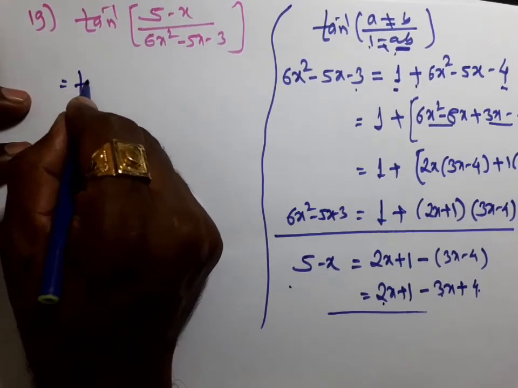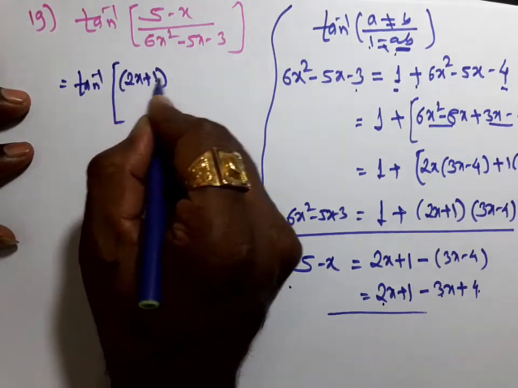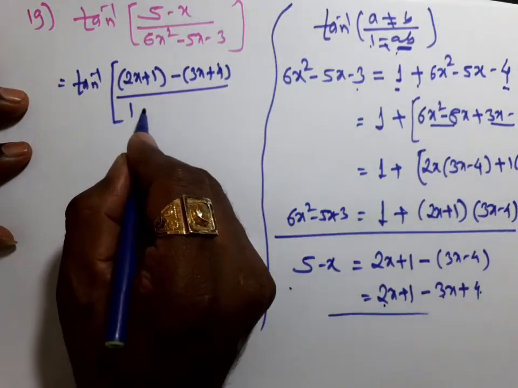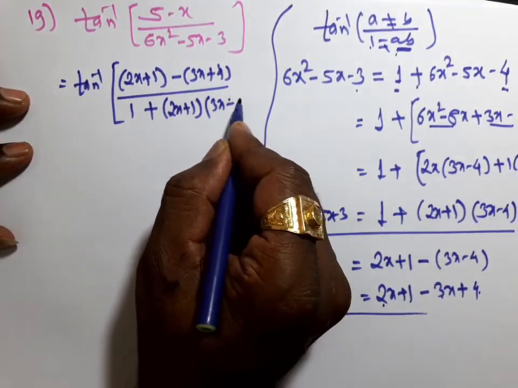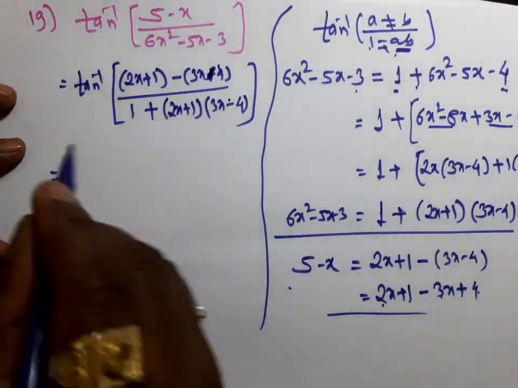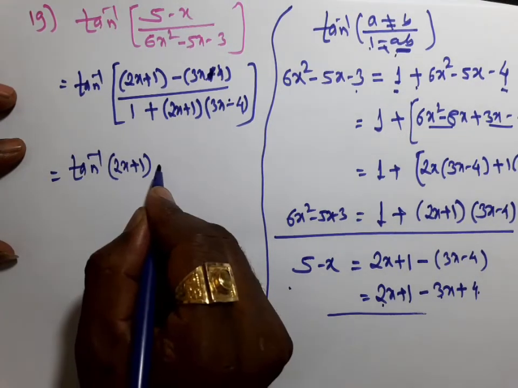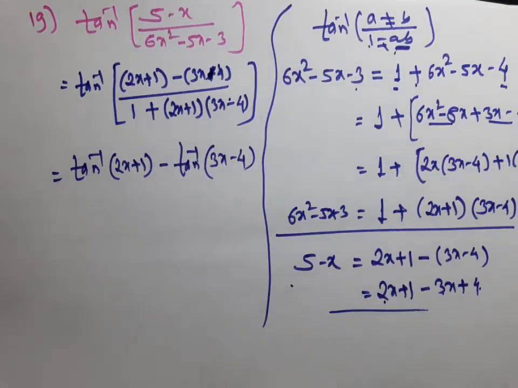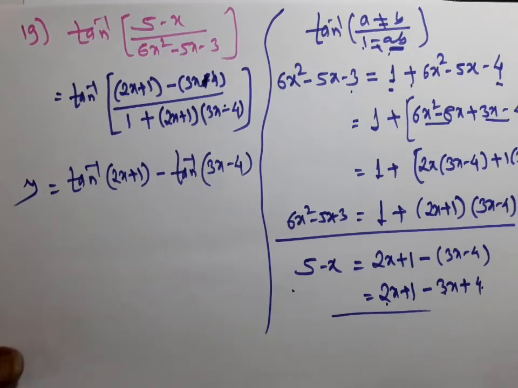Now therefore it is tan inverse (2x plus 1 minus 3x plus 4) upon 1 plus (2x plus 1) into (3x minus 4). And therefore by this formula it will be tan inverse (2x plus 1) minus tan inverse (3x minus 4). So now you are ready to take the derivative. Differentiate with respect to x.